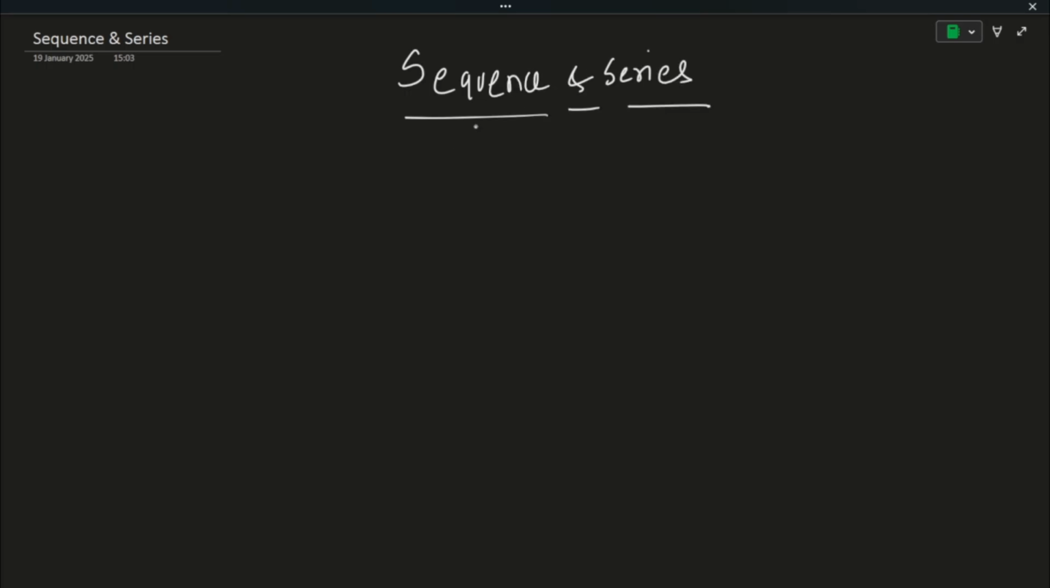So, in sequence and series, we usually have three categories. These three categories are as follows. The first one is AP, also known as arithmetic progression. The middle one is GP, or geometric progression, and then we have HP, which is harmonic progression.